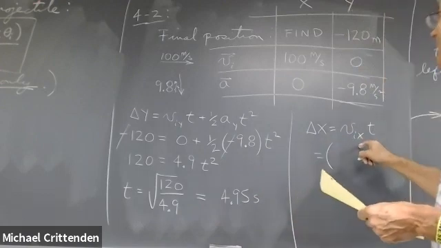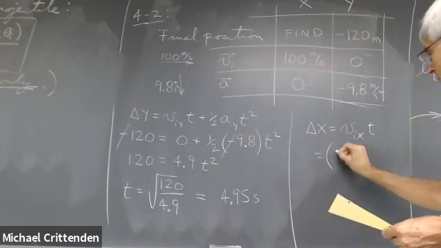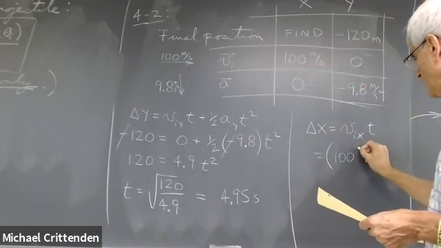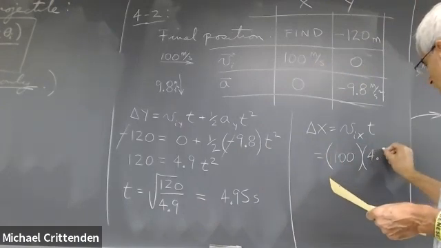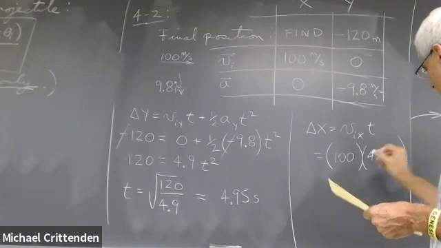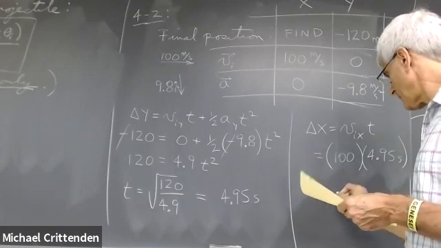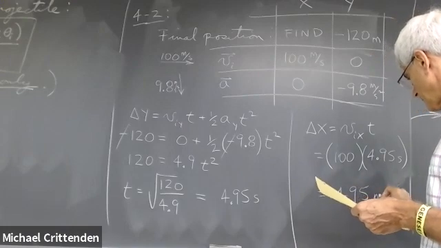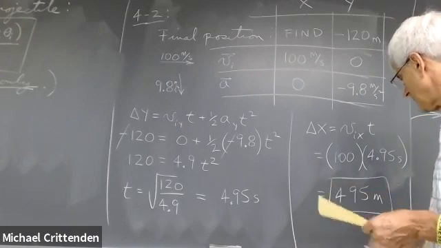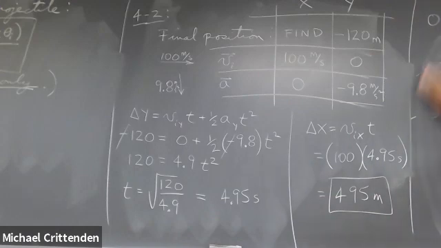V initial X is the 100 meters per second times 4.95 seconds. Roughly half a kilometer away.